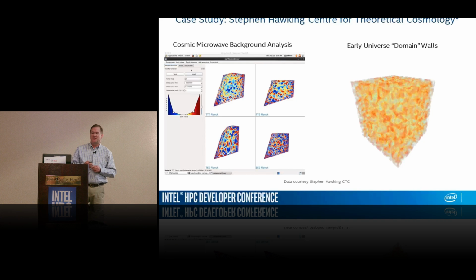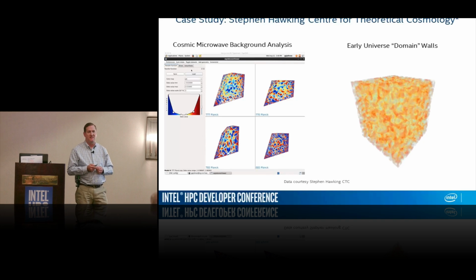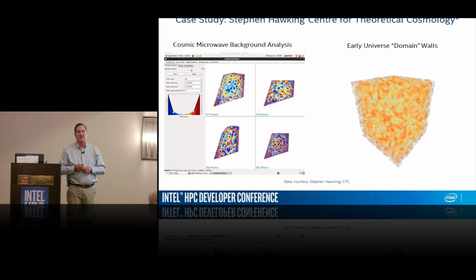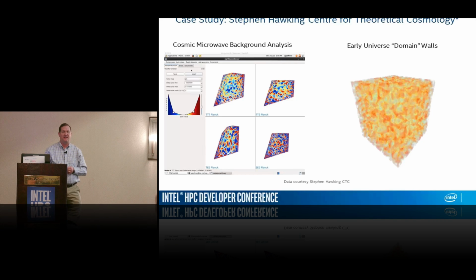And then on the right here is what they call domain walls. This data set is upwards of 10 terabytes, and there's a movie of it captured off of an SGI UV machine running all 10 terabytes interactively and manipulating it, zooming in and zooming out, and it gives them a really good sense of what the early universe was like.